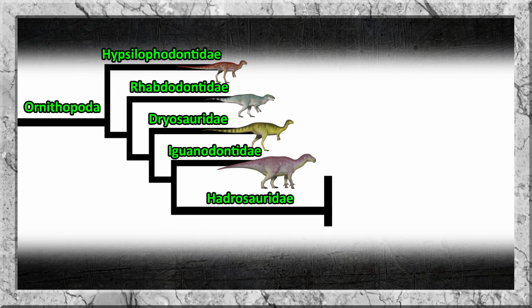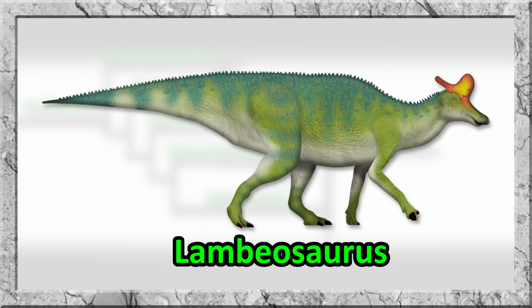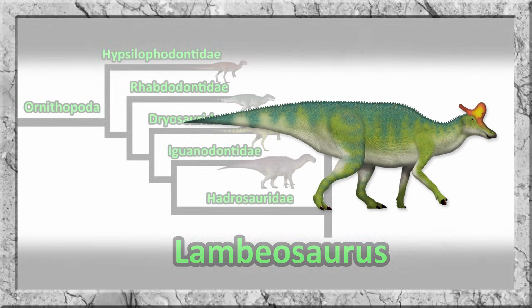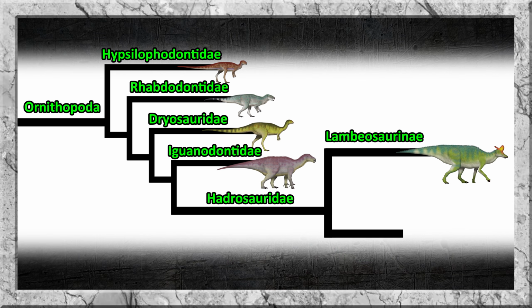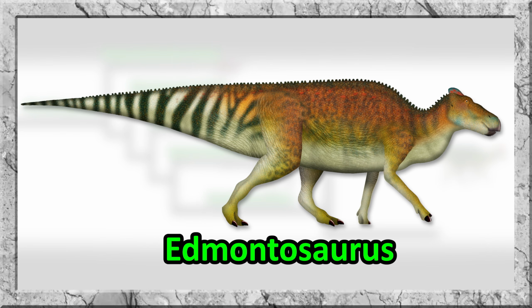True hadrosaurs, or the Hadrosauridae, are split into two groups. The Lambeosaurines, those that generally had big hollow crests on their heads, and Saurolophines, which were mostly crestless.